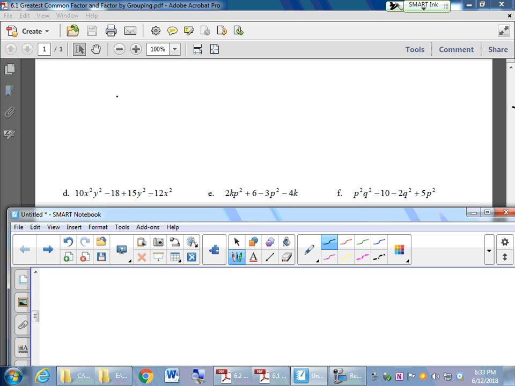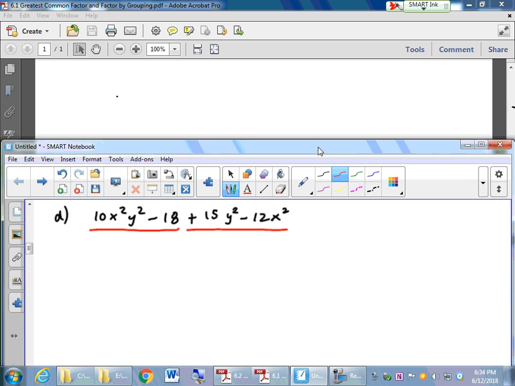Example D. That is 10x squared y squared minus 18 plus 15y squared minus 12x squared. So as usual, without considering anything, group the first two and group the last two. See if we can factor it out or not.